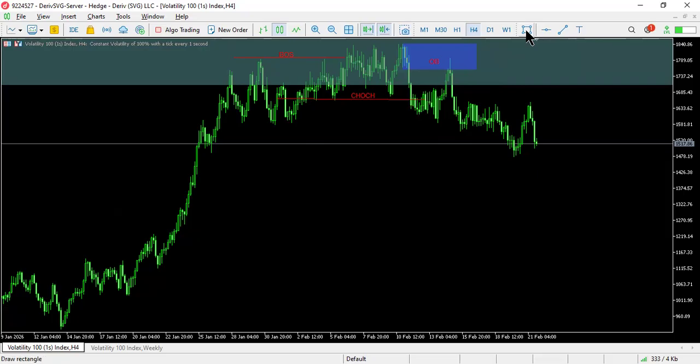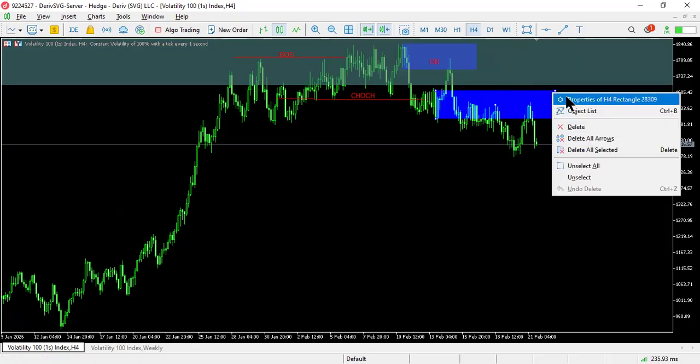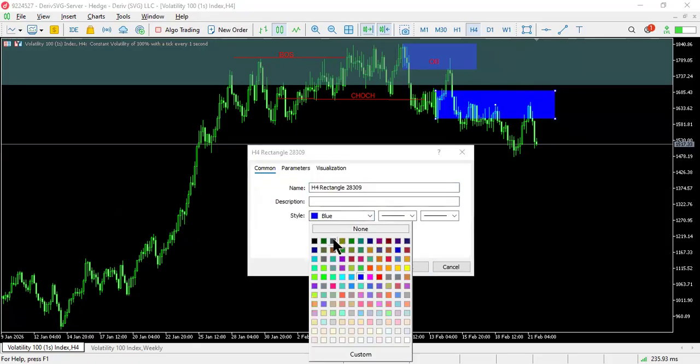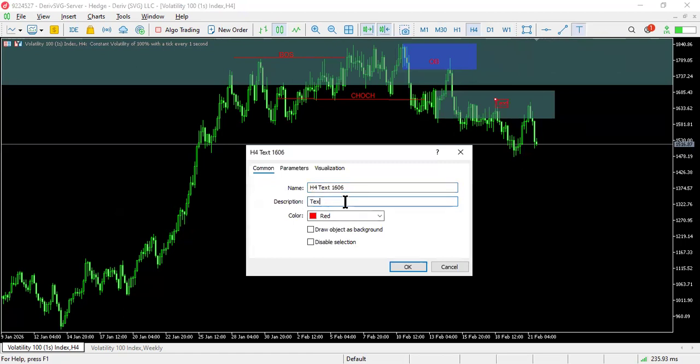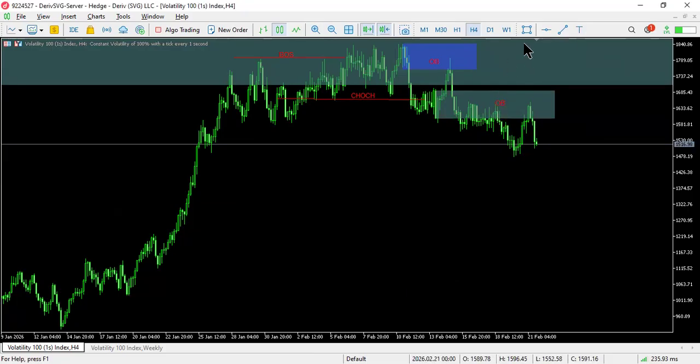And then right now we have price reacting from that order block right there. So price is reacting from that order block right there, and we have a break of structure right there.